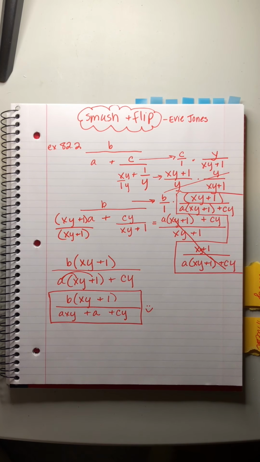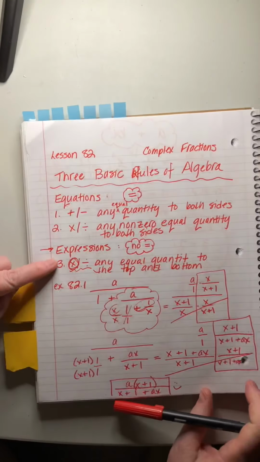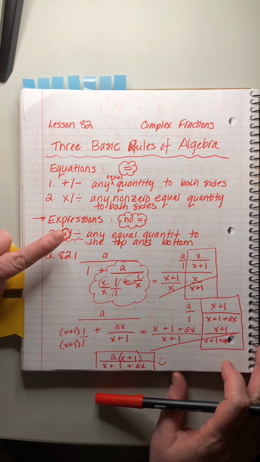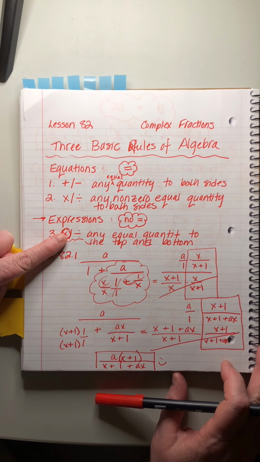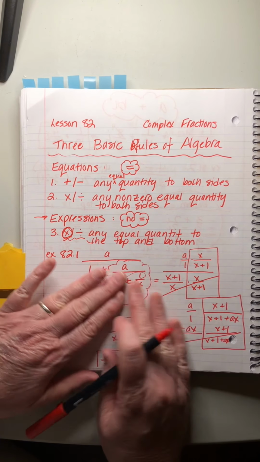All right, that is lesson 82. We continue our work with complex fractions. Please enjoy these. If you can get them right, please feel smart. They are difficult problems. There's a lot to remember. And remember also that we are putting that third rule of algebra to work in these. We can multiply any number, top and bottom, to change them. Of course, we can add within them, but we're not adding new numbers to them.